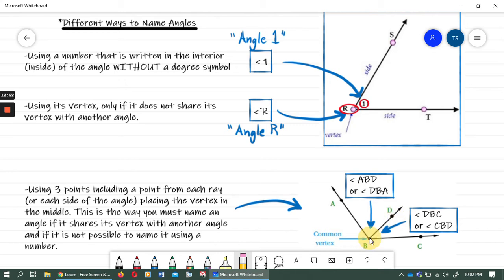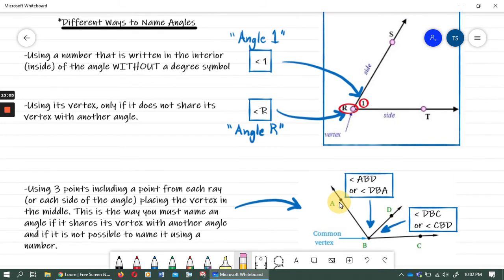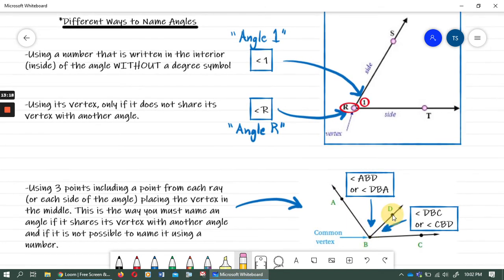So that angle that follows along with those 3 points, A, B, D, you could name that angle ABD with the vertex B in the middle, or you can switch the order of those three points, and you can name that same angle DBA. But again, folks, you have to make sure that the vertex B is in the middle. So that's the way you would name that angle, and there are 2 different ways you can name it.